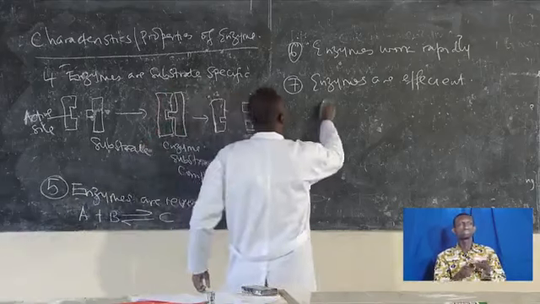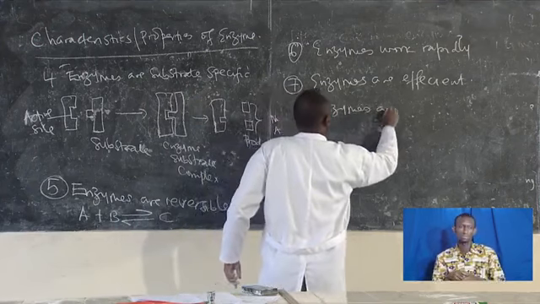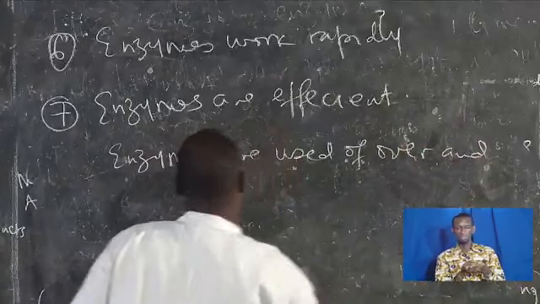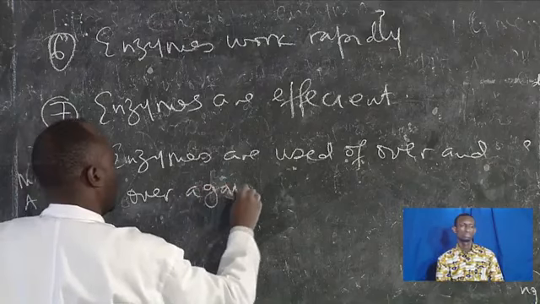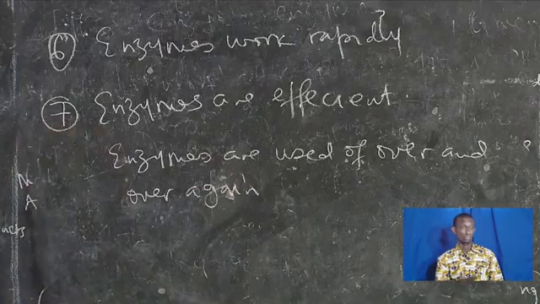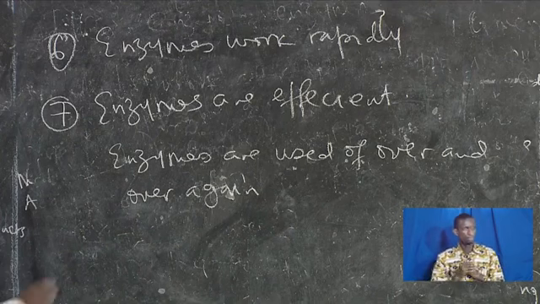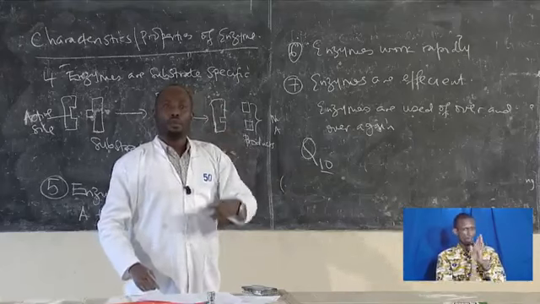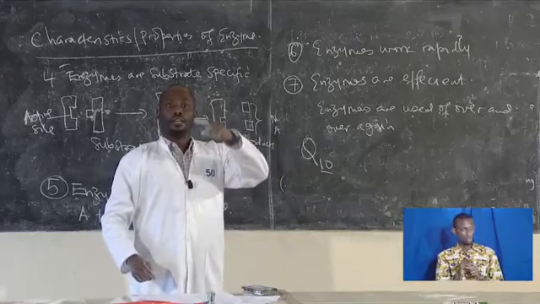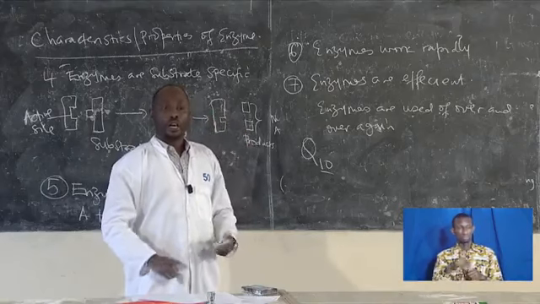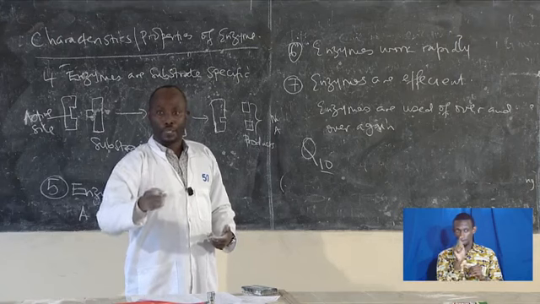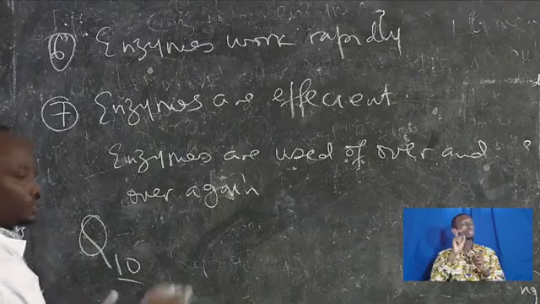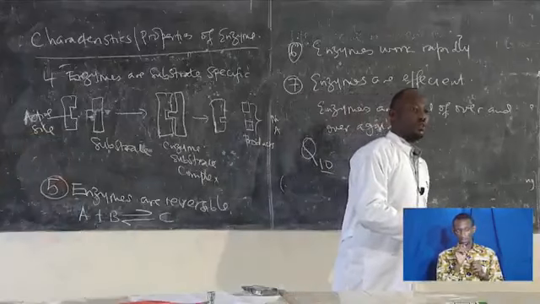You can say enzymes are used over and over again. I also want to remind you of the last one, the 2-10 rule. As you increase the temperature by 10, the rate of enzyme catalyzed reaction doubles. That one is referred to as the 2-10 rule.